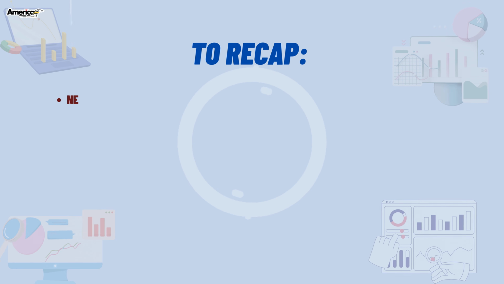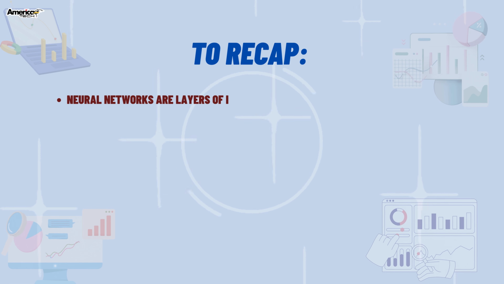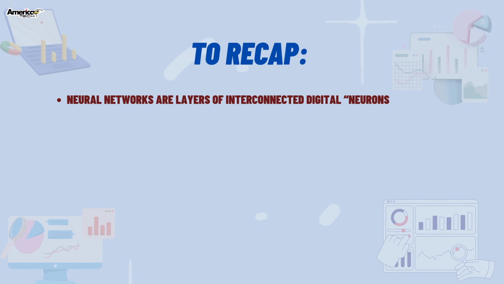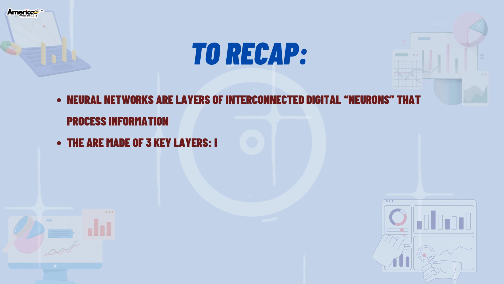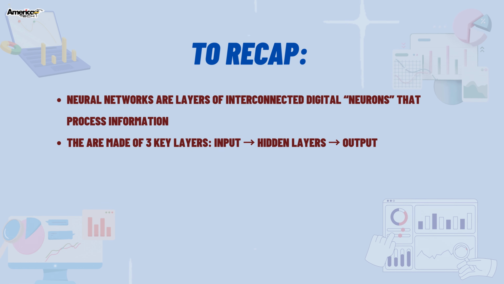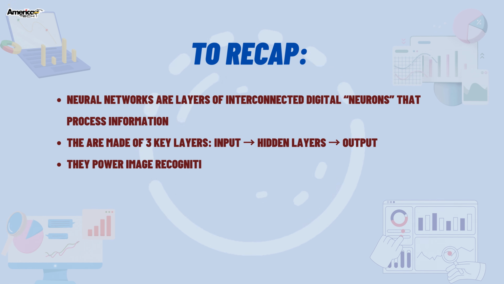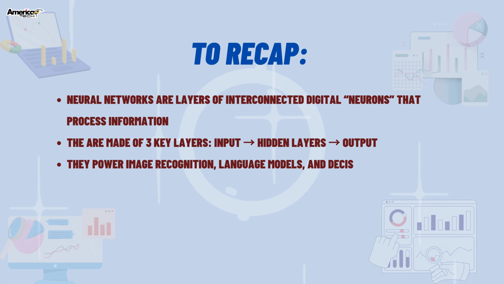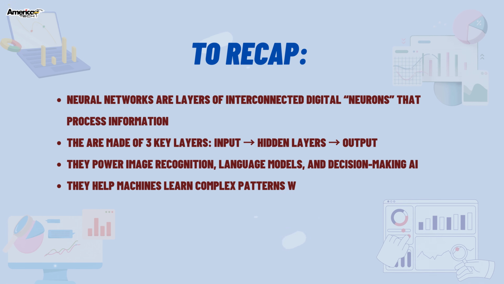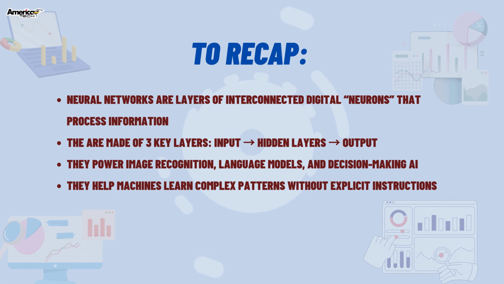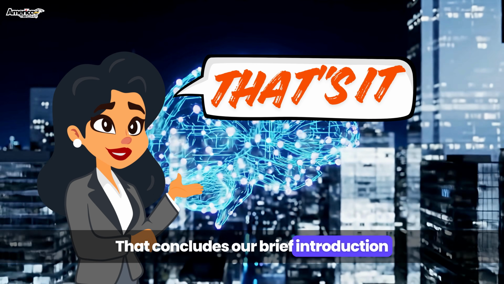To recap, neural networks are layers of interconnected digital neurons that process information. They are made of 3 key layers: input, hidden layers, output. They power image recognition, language models, and decision-making AI. And they help machines learn complex patterns without explicit instructions. That concludes our brief introduction to neural networks.